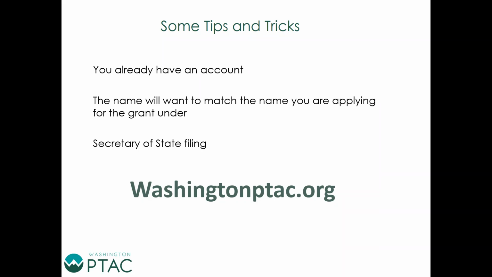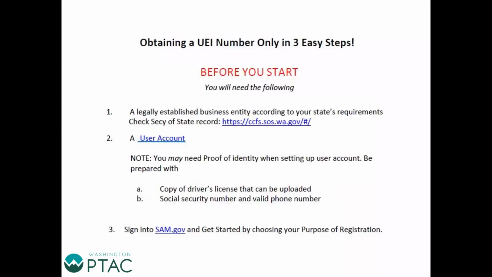So just let us know that right away. And we've got some things that we can do to escalate the issue. I created a little 3-step guide, which Loretta put into the chat. Basically, it's got the links of what I talked about, how to go to create a user account, and then go to SAM and check in and get started and choose your purpose of registration to be UEI number only. 3 steps.